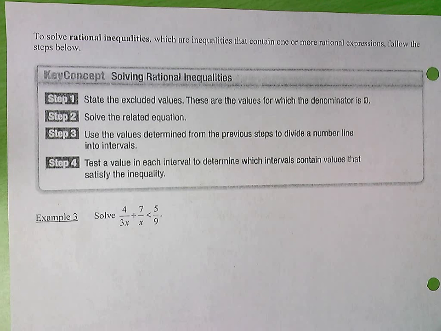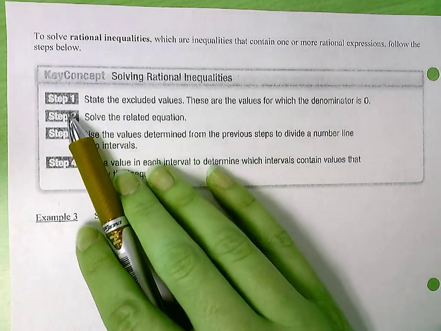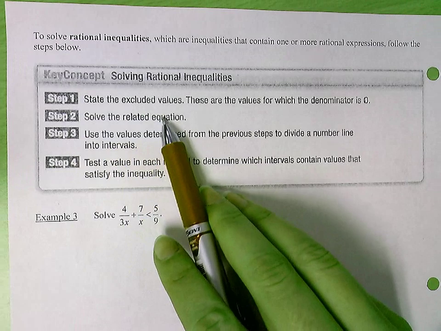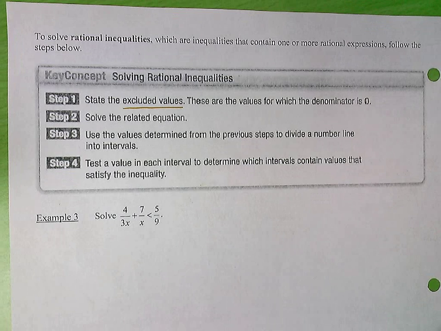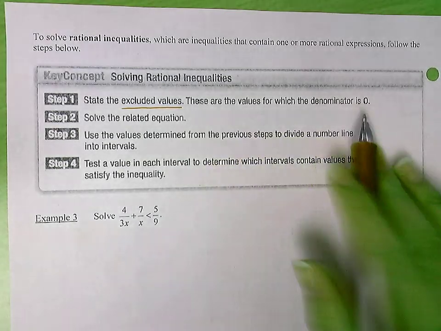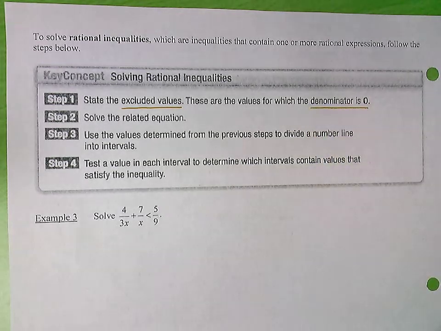So to solve rational inequalities, which are inequalities that contain one or more rational expressions, we're going to follow the steps below. So I have the steps laid out for you up at the top there. Okay, so step 1 is to state the excluded values. These are the values for which the denominator is 0. So you want to see where the denominator is equal to 0 because it cannot be 0.